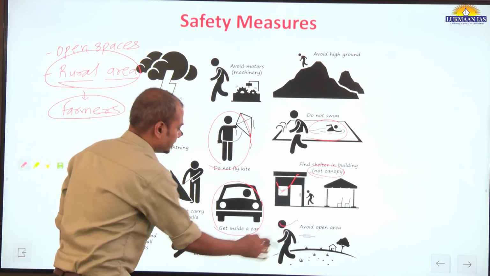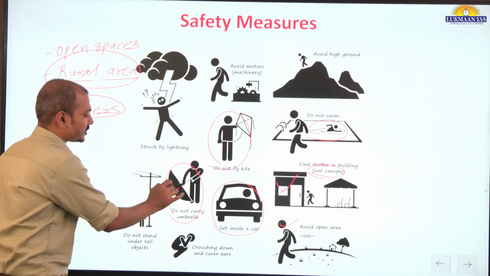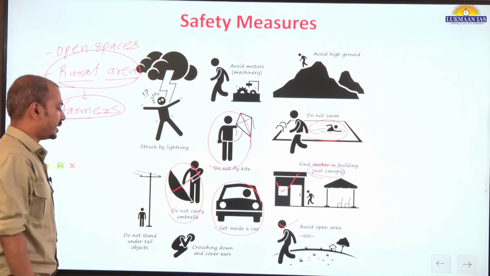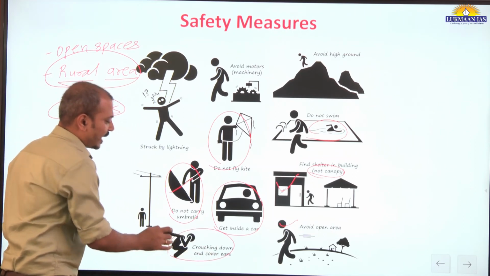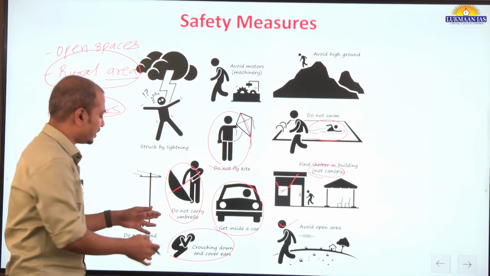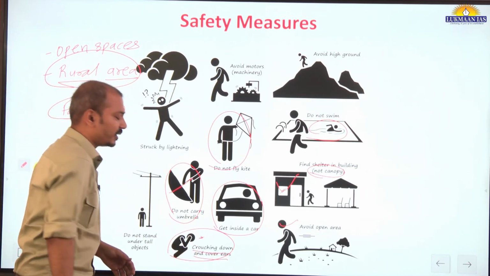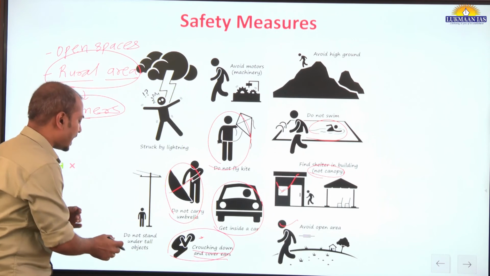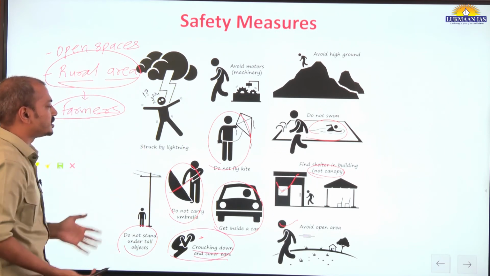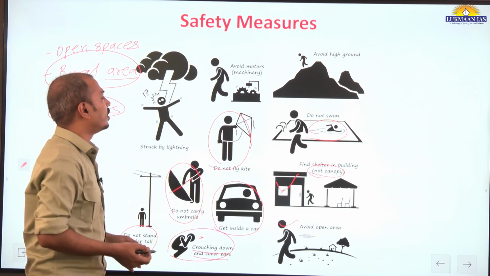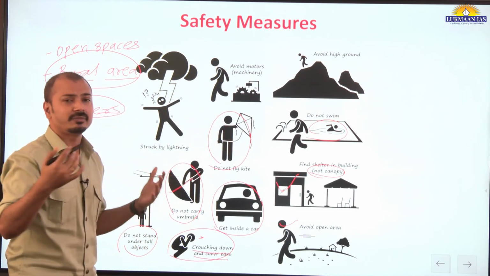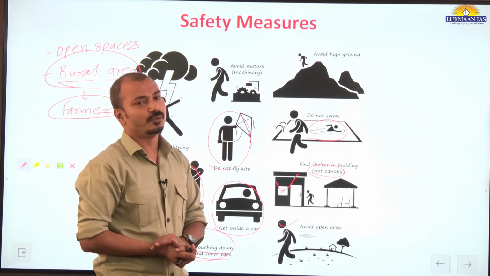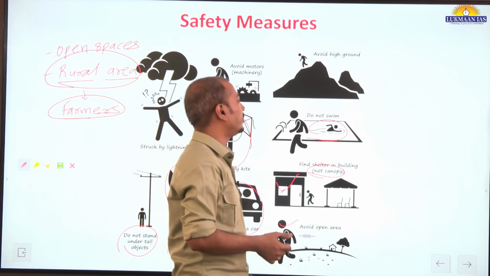Avoid open areas. Also, do not carry an umbrella, because its rod is made of metal. If lightning strikes, it will go through your body. Also, do not lie down with a large area of the body exposed. Rather, we should sit crouching down and cover the ears, so that the thunderstorm noise does not damage them. Do not stand under tall objects, because there is a possibility that they will fall. Also, do not touch electrical equipment when there is thunderstorm and lightning outside. There is always a possibility that excess current is flowing through the building because of a lightning strike.